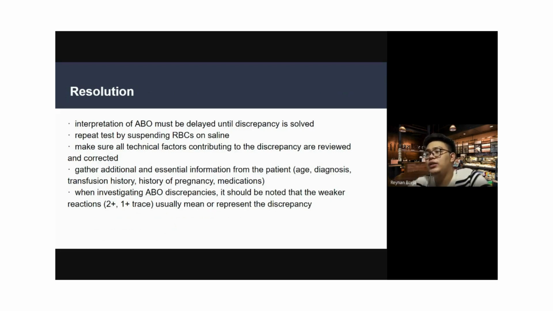Possible magkaroon or mag-develop siya ng mga other blood groups na pwedeng mag-react during blood typing. Medication, pwede din po. Pwede mag-cause ng false negative or false positive.